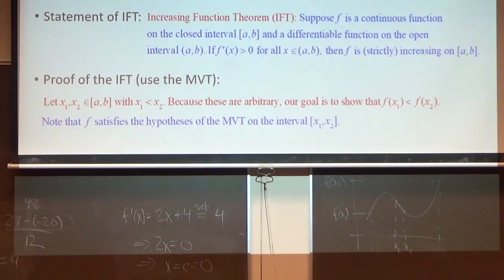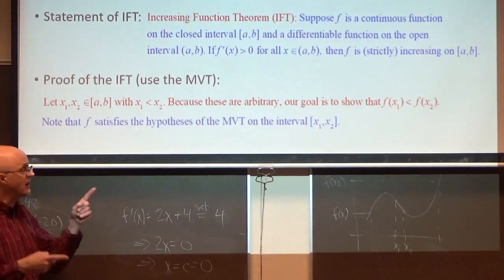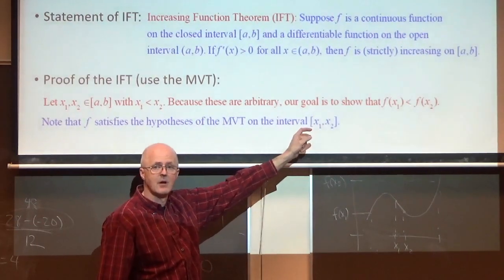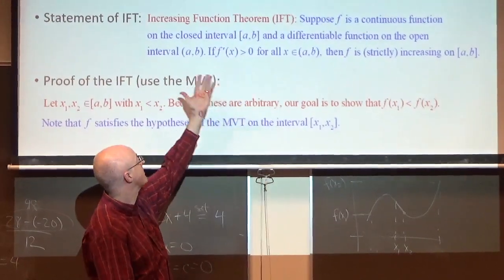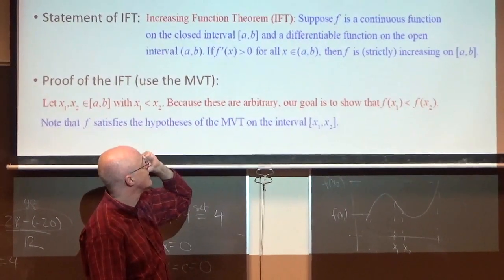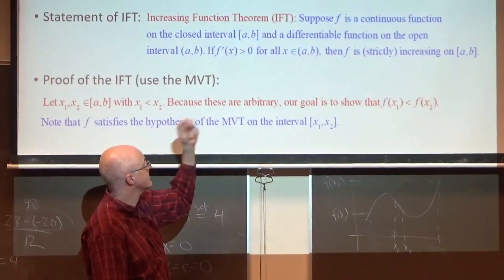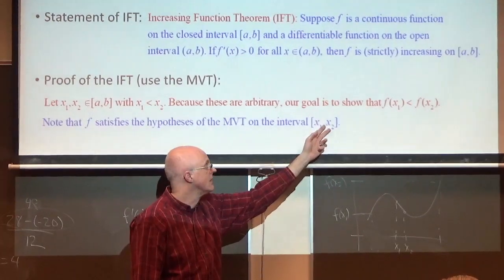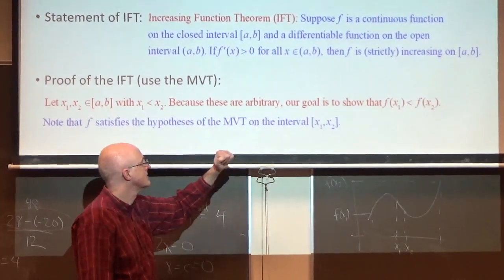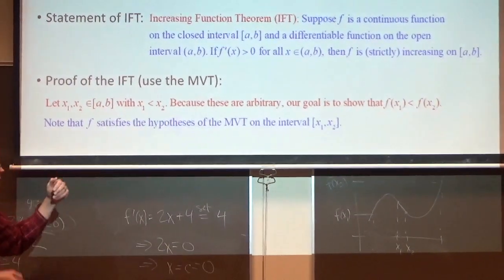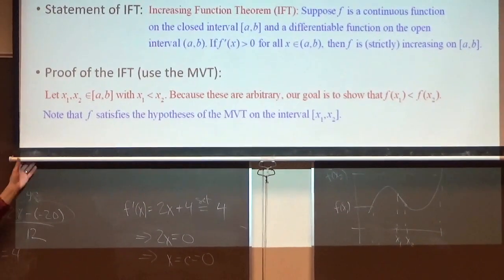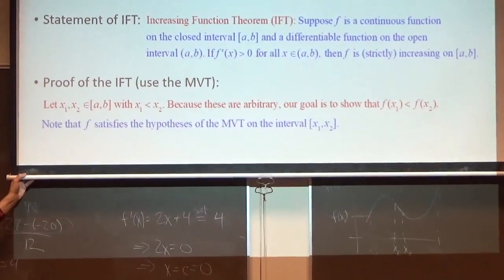Note that f satisfies the hypotheses of the mean value theorem on the entire closed interval, but also on a smaller closed interval from x1 to x2. Why? It's part of the assumptions of this IFT. We're supposing f is continuous in the closed interval and differentiable in the open interval. So it will definitely be continuous on this interval and differentiable on the open interval from x1 to x2. So what does this mean? It means you can apply the mean value theorem to f on this interval.